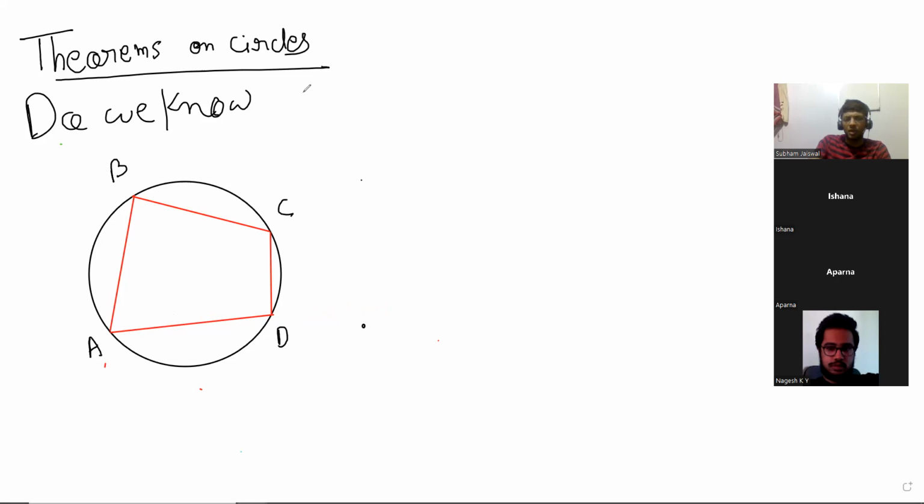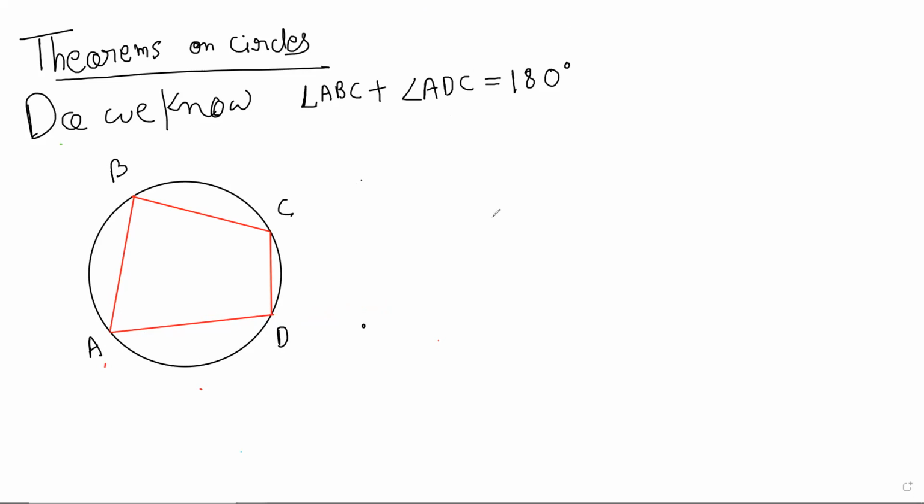Do we know that angle ABC plus ADC is 180 degrees, so they are supplementary? I'm sure at least one of you would know this, so you can tell the proof, then we'll move to the converse. Sir, I know the proof. Yes, please say.